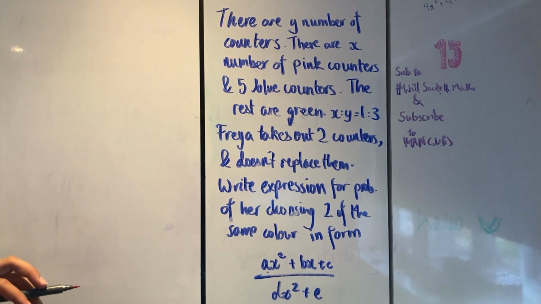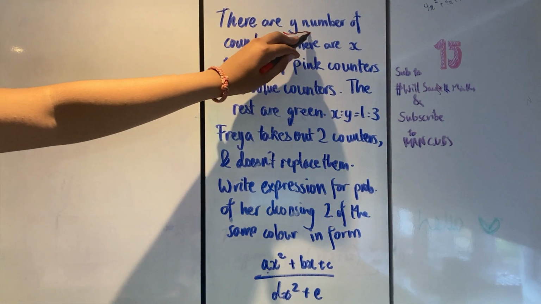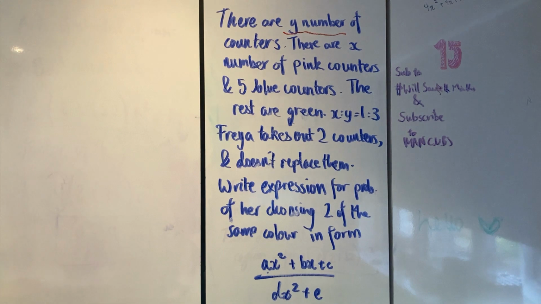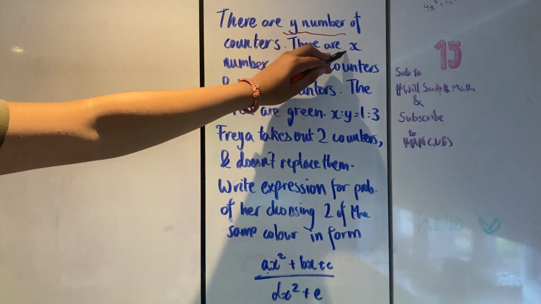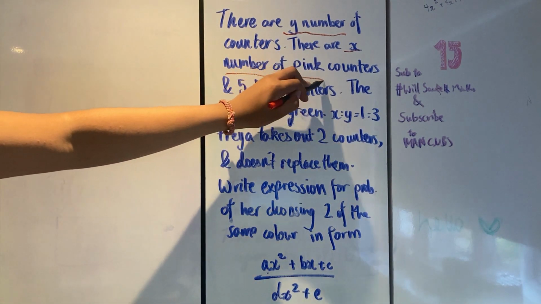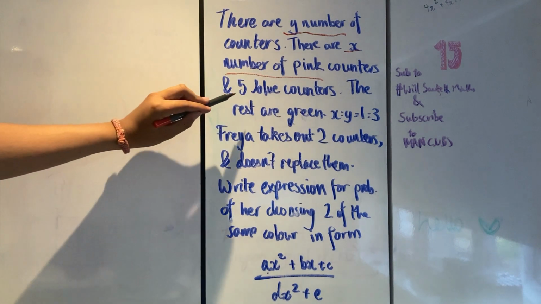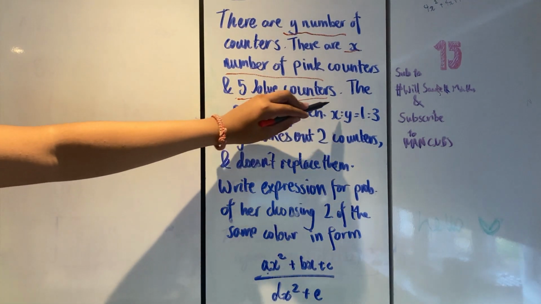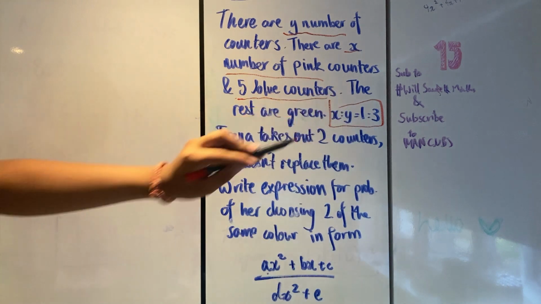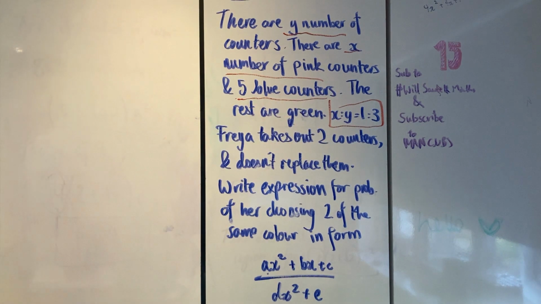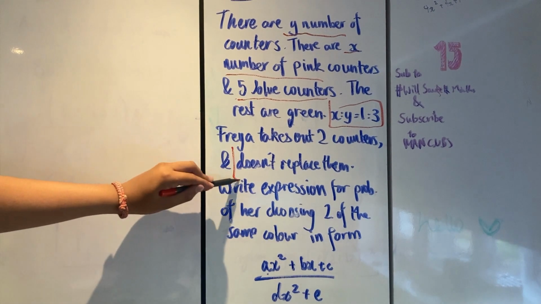We've got a ratio of x to y which equals 1 to 3. Freya takes out 2 counters and doesn't replace them. Write expressions for the probability of her choosing 2 of the same colour in the form shown below. So right now I'm just underlining the key bits of information that we are going to need to solve this problem. When you're in an exam, I advise you do this because it really helps visualize stuff.